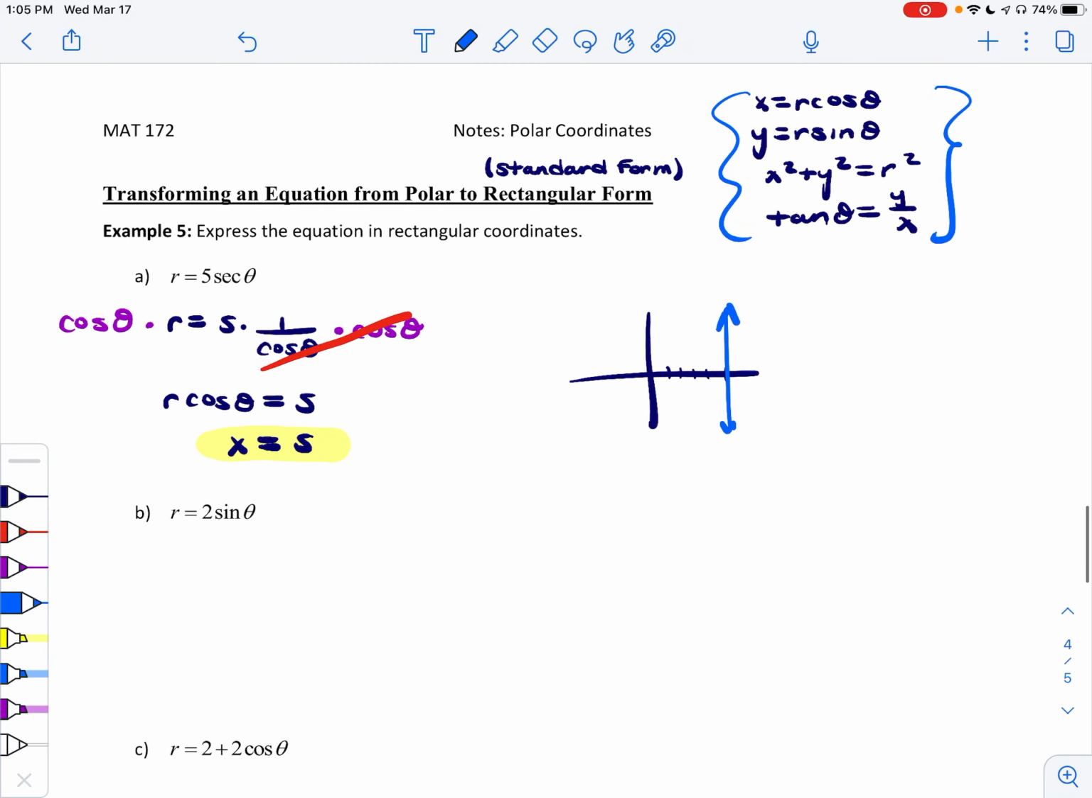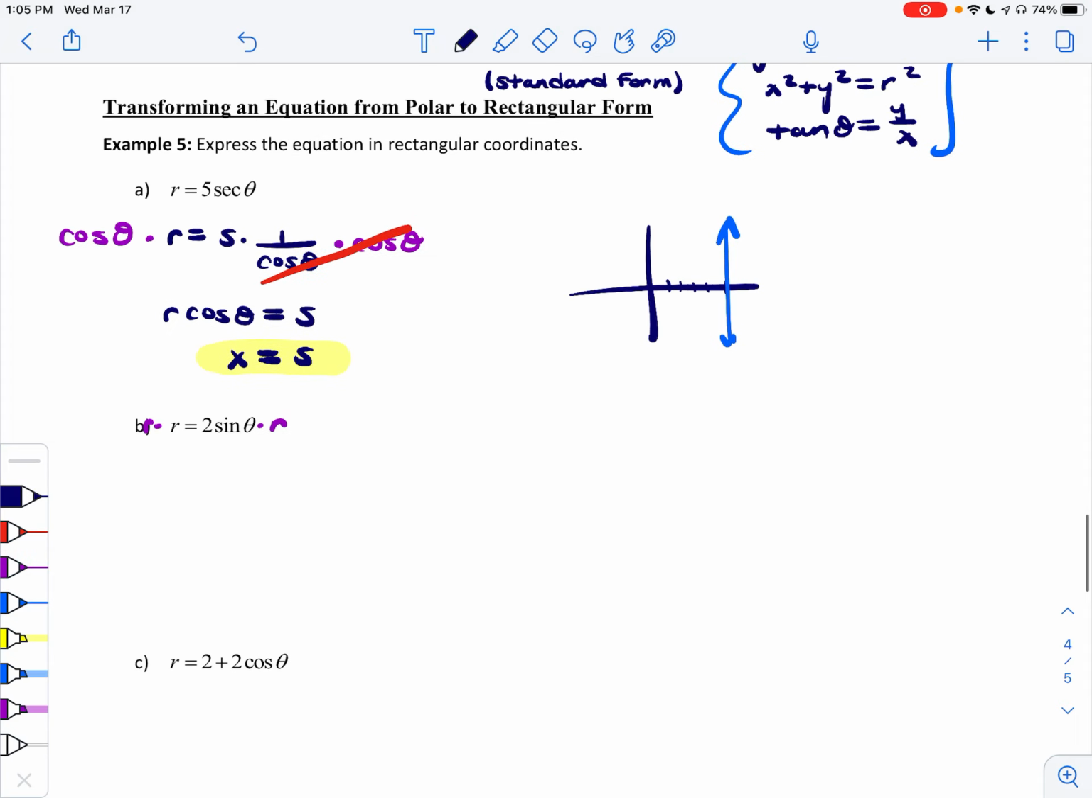All right, well, looking at this, I can see that we have the sine of theta over here on the right-hand side. Now, using our identities up here, we have a formula that says y is equal to r times the sine of theta. Well, we don't have an r in this equation like we need, but that's a pretty easy fix. So what I'm going to do is multiply both sides of this equation through by an r. All right, so if we do that, this becomes r squared is equal to 2r sine of theta.